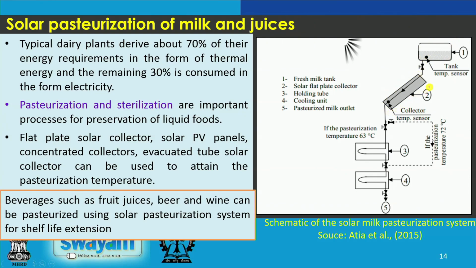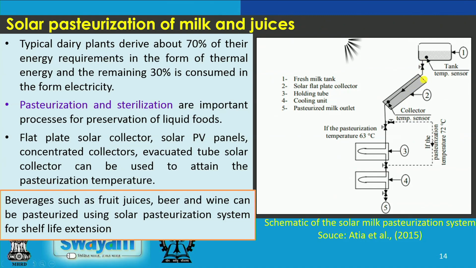This collector has a number of pipes present in a serpentine manner, through which milk flows from the milk tank from one end of the collector to the other. As per the principle of operation of the collector, the milk flowing through the serpentine pipes is heated up over the passage length of the collector. Valves are also provided at different points to regulate the flow rate of the milk through the pipes.